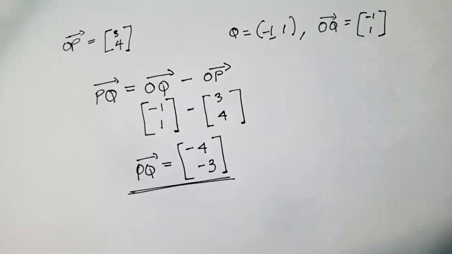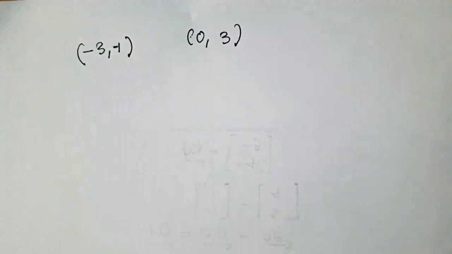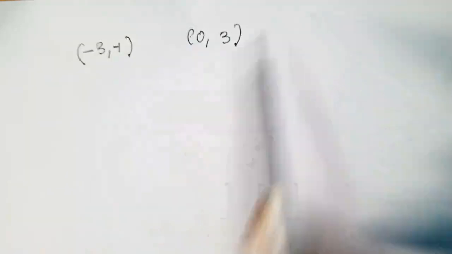Let's look at another question. It says, find the gradient of a line which passes through these points. The points are (-3, -1) and (0, 3). So I'm going to write them here. These are the points we're dealing with, and we need to find the gradient of the line passing through these two points.